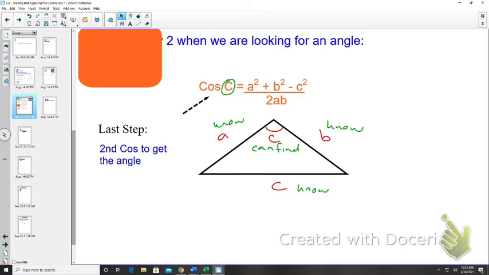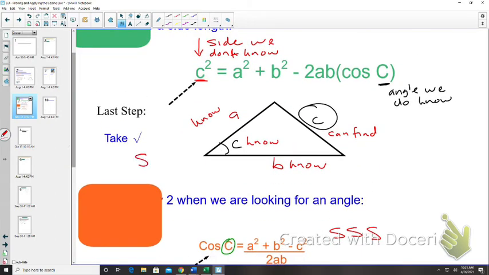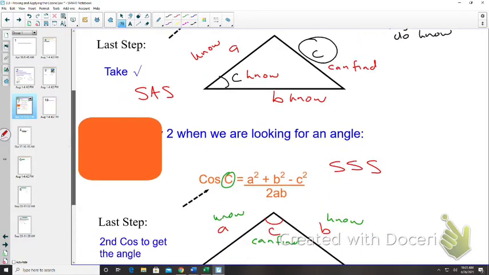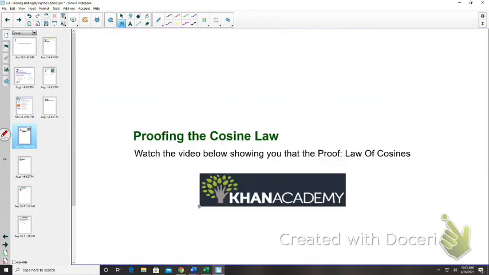Okay, perfect. So that's the cosine law. If we know side, side, side, we can find that angle. And if we have SAS, we can find the side length. Just make sure you know when to use which version of the cosine law.